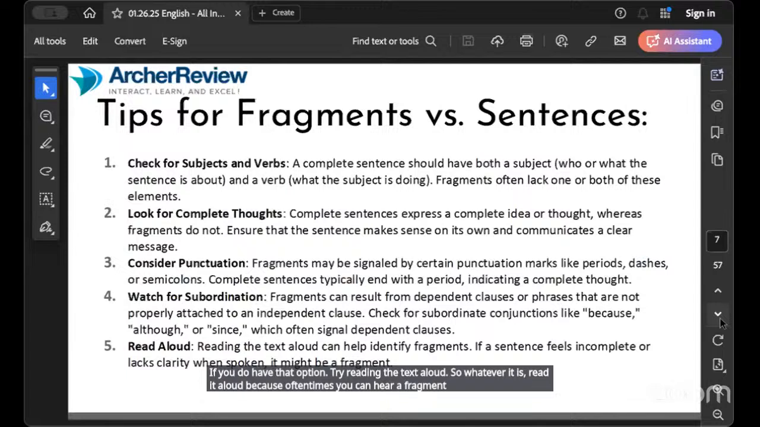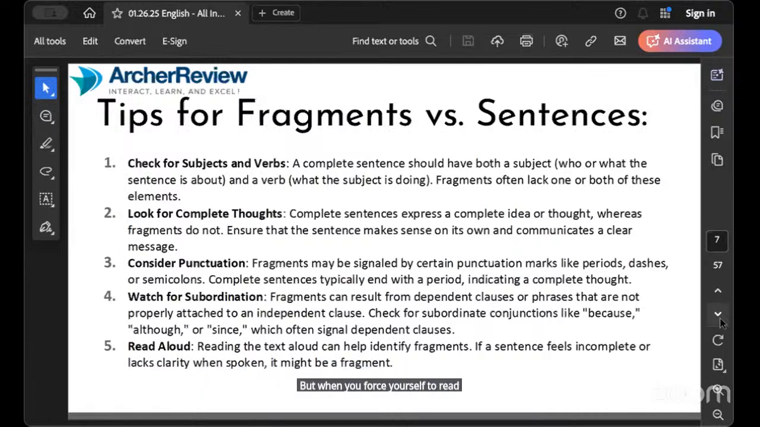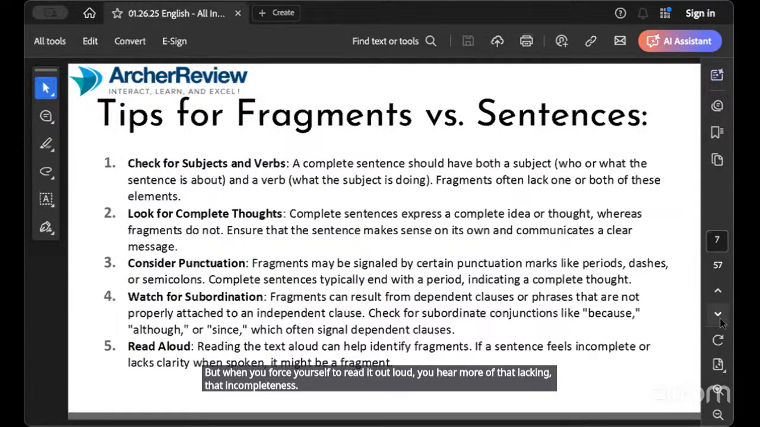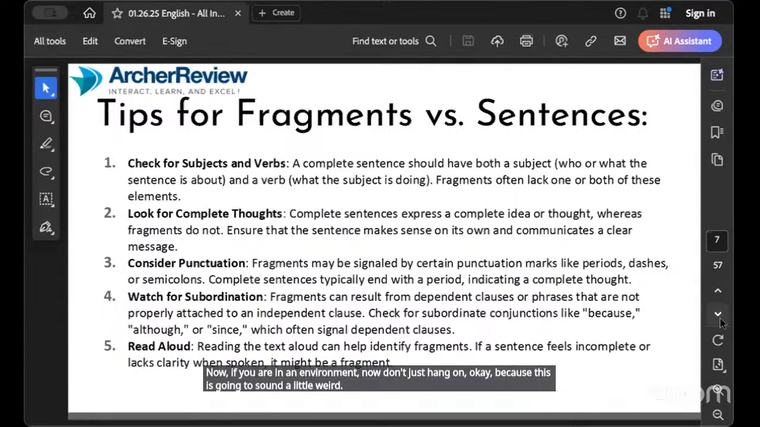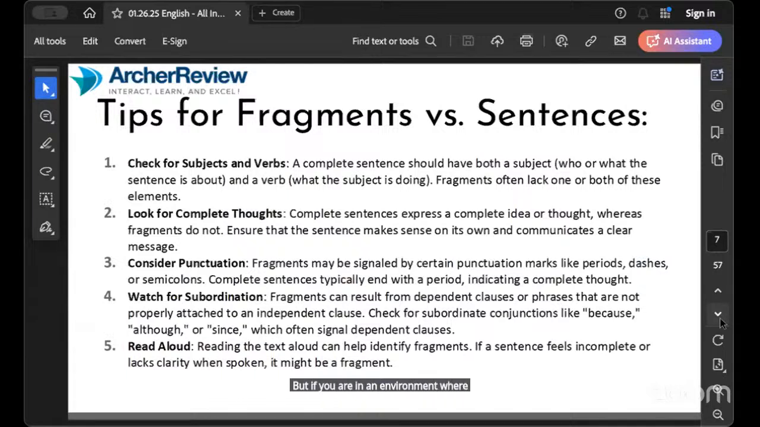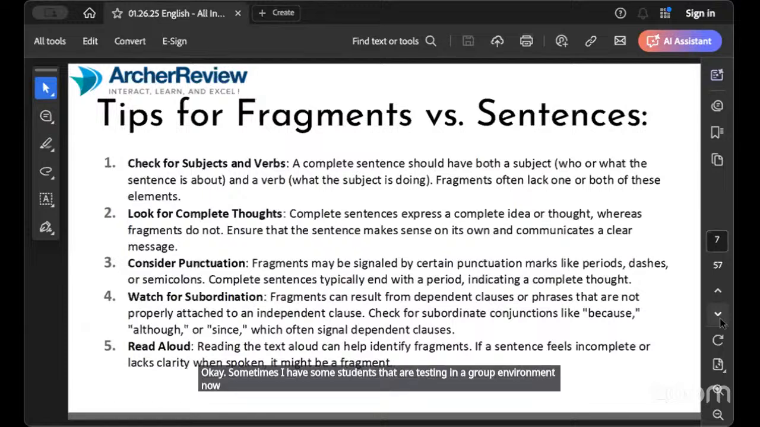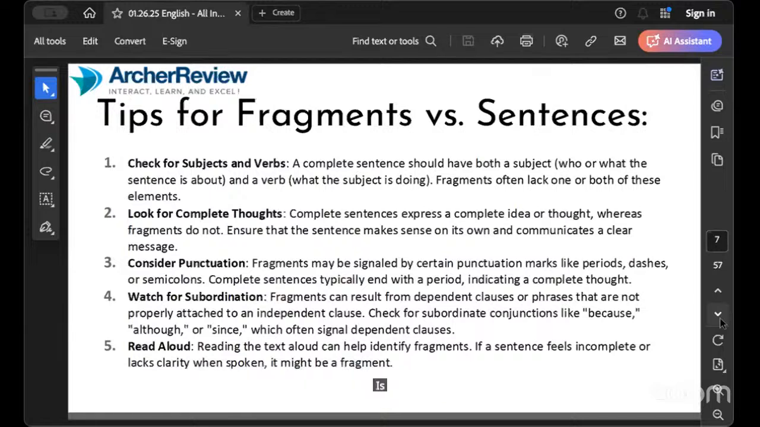You read it out loud. Sometimes when you look at it on paper, your brain just kind of glosses over it. But when you force yourself to read it out loud, you hear more of that lacking, that incompleteness. Now, if you are in an environment where you cannot verbally say this out loud, sometimes I have some students that are testing in a group environment. What you're going to want to do, hang on, is pretend like you are reading it out loud.